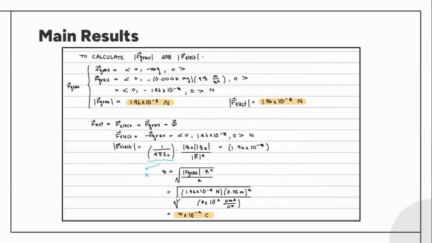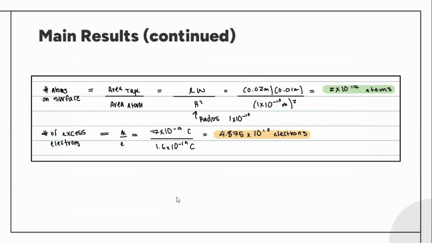Discussion and results. Here we calculated the magnitude of F-grav and equated it to F-elect. We used the fact that F-net equals 0 and solved for the charge of the tape, Q, which equals 7 times 10 to the negative 9 coulombs. We used the dimensions of the tape to calculate the number of atoms on the surface, then divided the Q by the electric charge to get an excess amount of 4.4 times 10 to the 10 electrons.